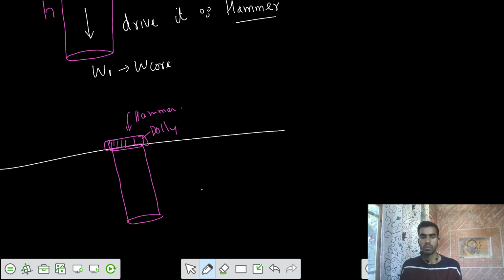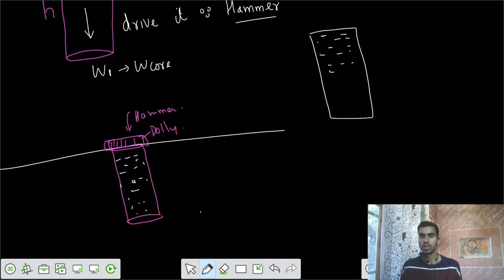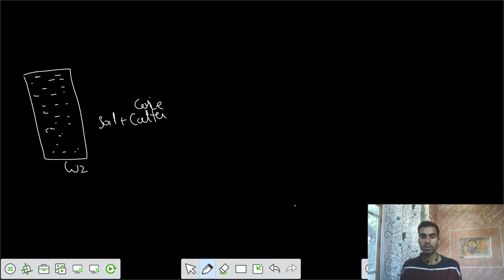Now your soil has been collected inside the core. Finally you excavate it and remove it. Now this is your core with the soil from the ground. This is your W2, that is soil plus core cutter, the weight W2.